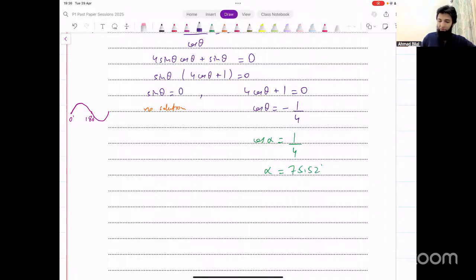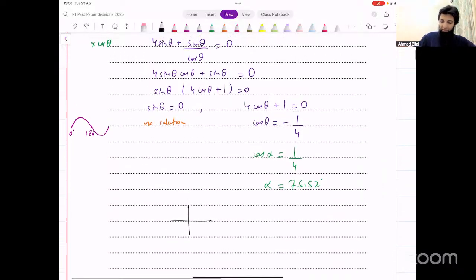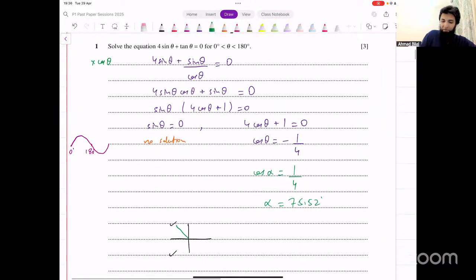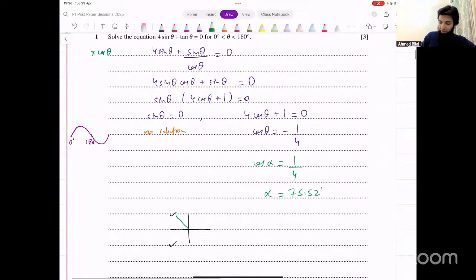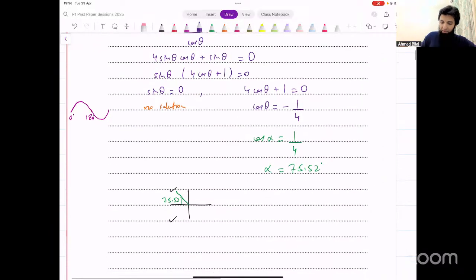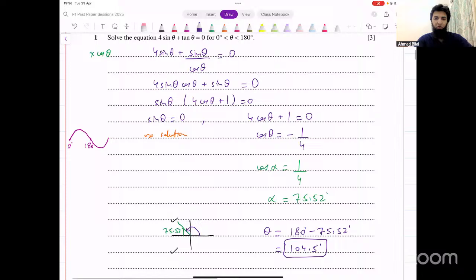Now, we can think about the quadrants and see which quadrants are possible. Cos is negative. Where is cos negative? Cos is negative in the second quadrant or in the third quadrant. Third quadrant will go outside the interval, so we cannot consider that. We only consider the second quadrant, and the basic angle is 75.52. So what's the angle theta then? Straight line is 180. We subtract: 180 minus 75.52 degrees leaves us with 104.5 degrees, and that's the only solution of this equation inside the given interval. Third quadrant will go outside the interval, so we ignore that in this case.